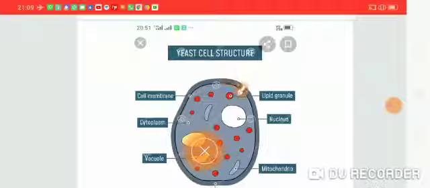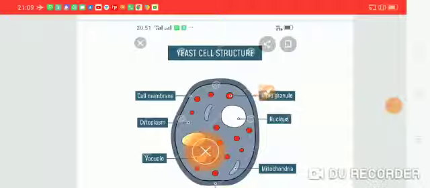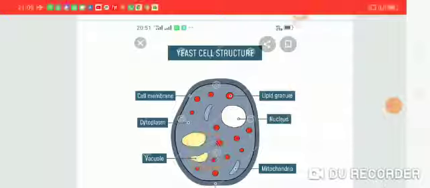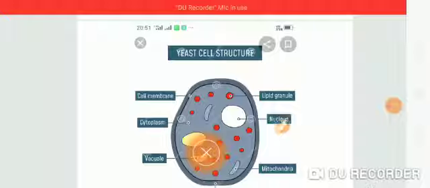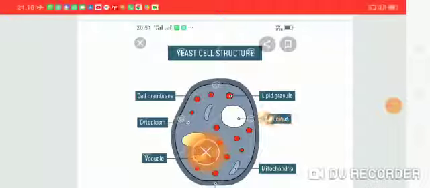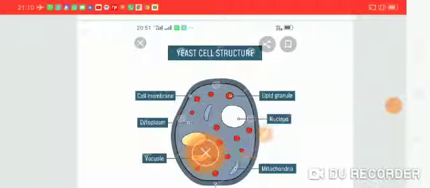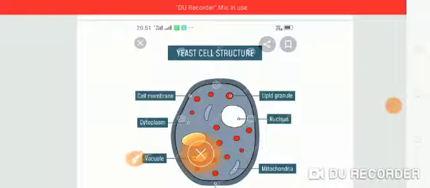Here you can see this is the structure. This outer membrane is the cell membrane. Here these are the lipid granules, means these granules are made up of lipid. Here this is the nucleus. Like us, in animal cells also there are mitochondria, so here also mitochondria, that is called the powerhouse of a cell. And this is the cytoplasm, means the fluid-like, jelly-like material where all the organelles are suspended. And this one here is the vacuole.